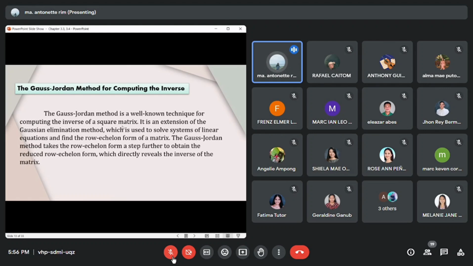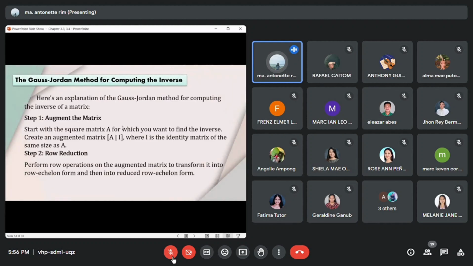So mao niya ang steps. First step is we augment the matrix. So start with the square matrix A for which you want to find the inverse. We create an augmented matrix. So muna to ang matrix A. Then we draw a vertical bar. Then sa pikas side sa bar is our identity matrix. So I is our identity matrix of the same size as A.